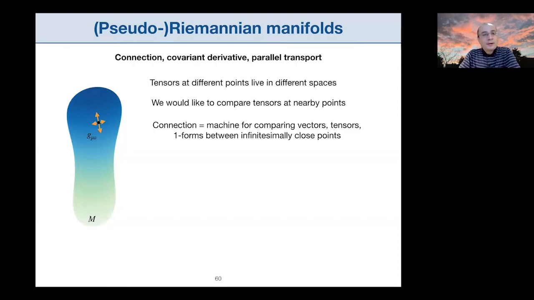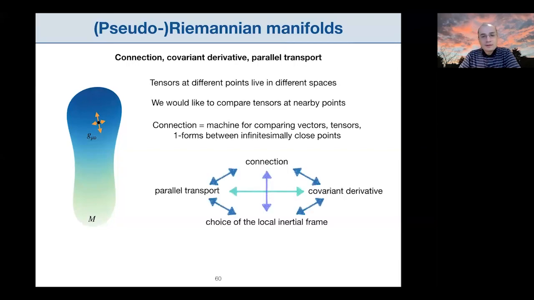In order to be able to compare at least ones which are infinitesimally close to each other, so one is displaced with respect to the other by some kind of delta x times epsilon, a very small number, even for this purpose, we need an additional device called connection. And this device defines a couple of other important notions, the notion of covariant derivative, the notion of parallel transport, and the choice of local inertial frame. And we will talk about this in this lecture.